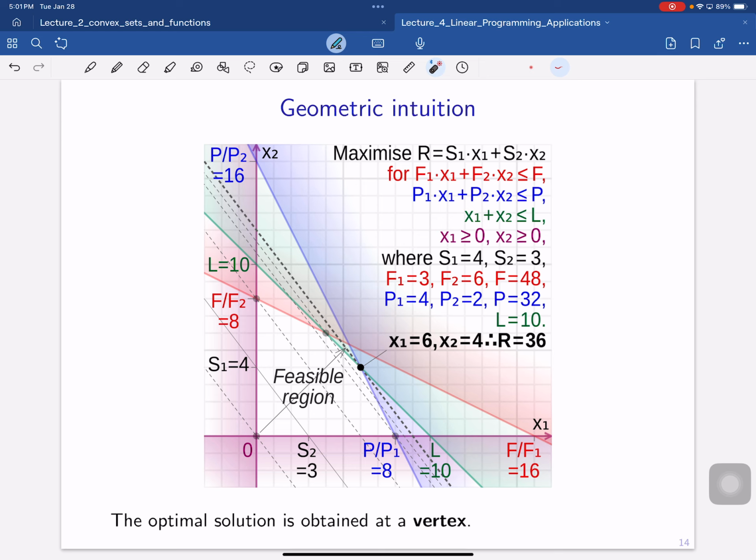But if the problem is not degenerate, so if none of your constraints is parallel to the objective, then you can show that you always will have a unique optimal solution, okay? That's some sort of geometric intuition.